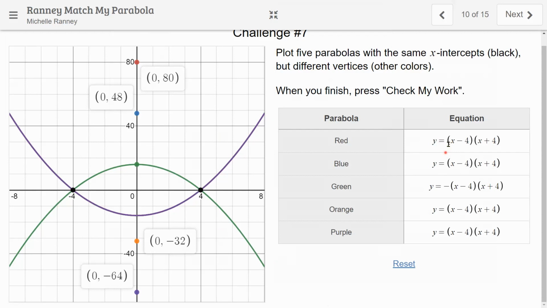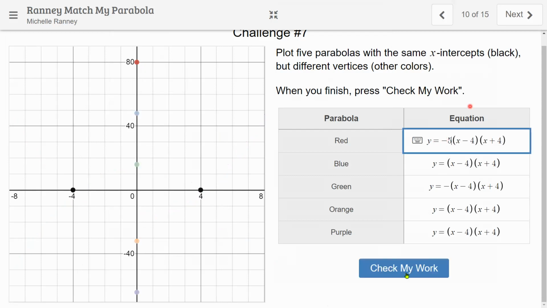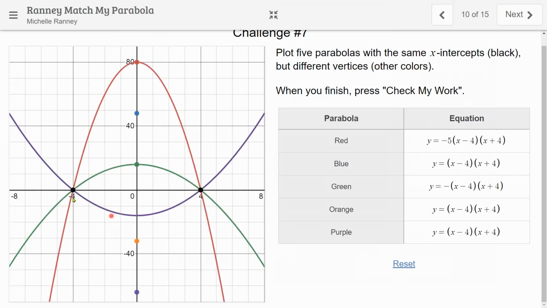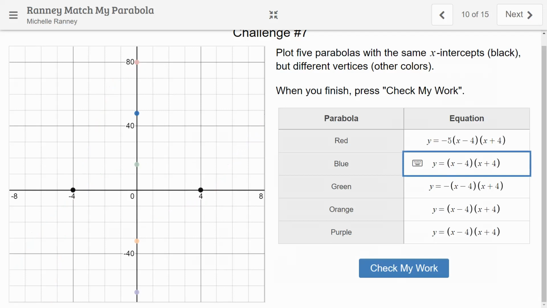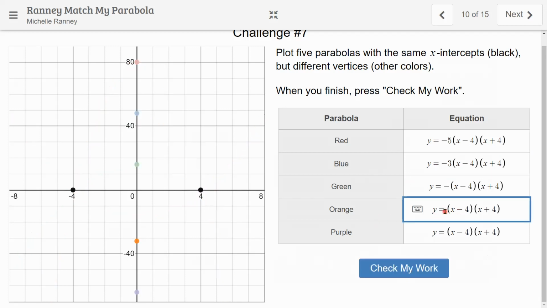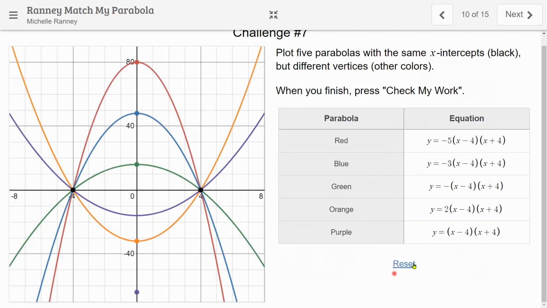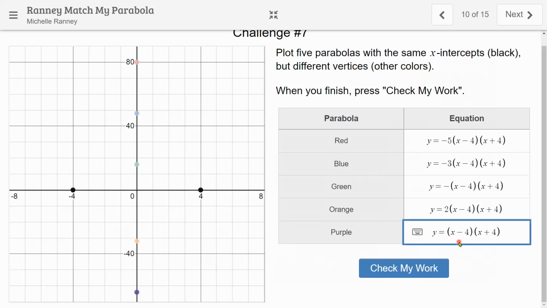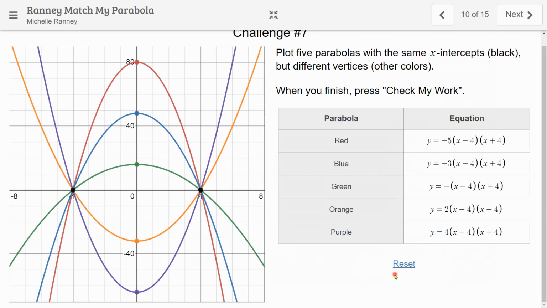Okay. So my red one was a negative 5. And you see that goes through those points. My blue one was a negative 3. And that went through. My orange one was a 2. And then my purple one was a 4.